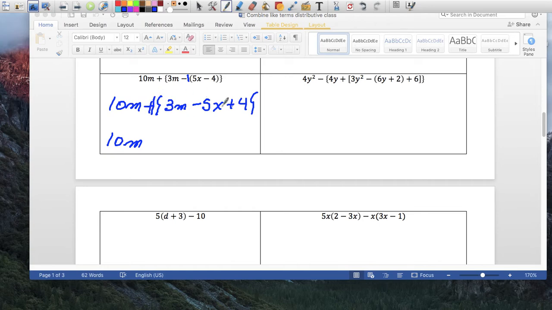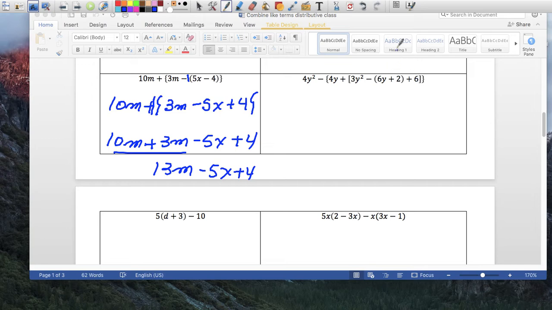It's a positive 1, so nothing's going to change. So everything's going to come out of these brackets positive. So it's come out the same way they are. So positive 1 times 3m is plus 3m minus 5x plus 4. We can combine like terms and combine these two. 10m plus 3m is 13m. And there's nothing else to do.